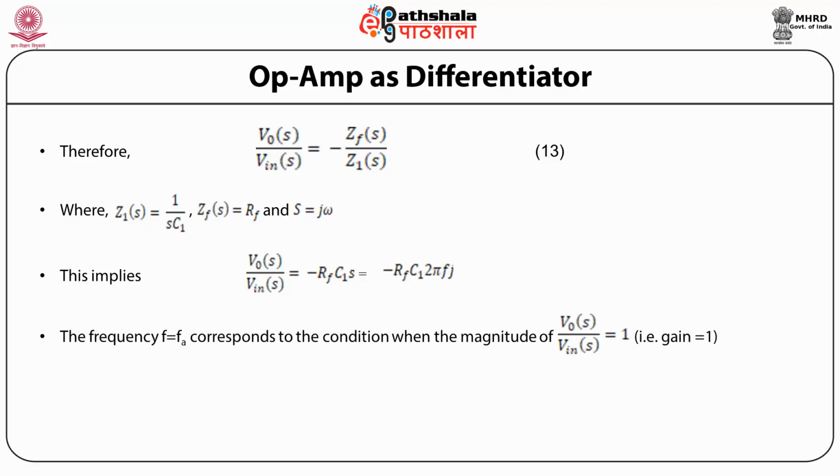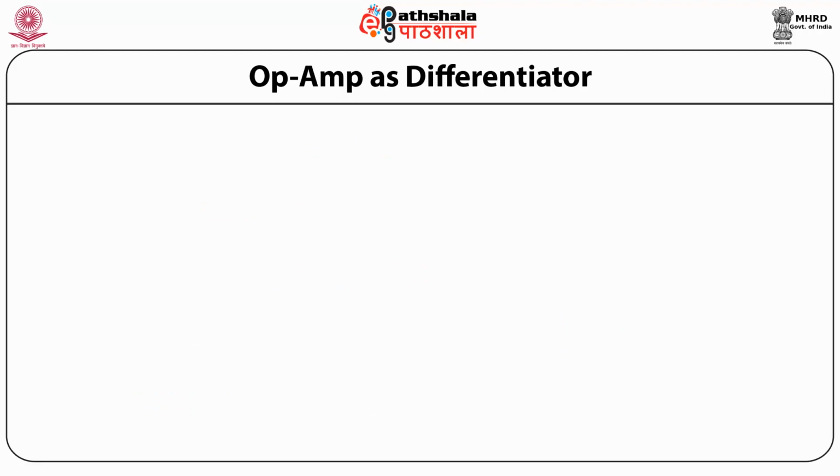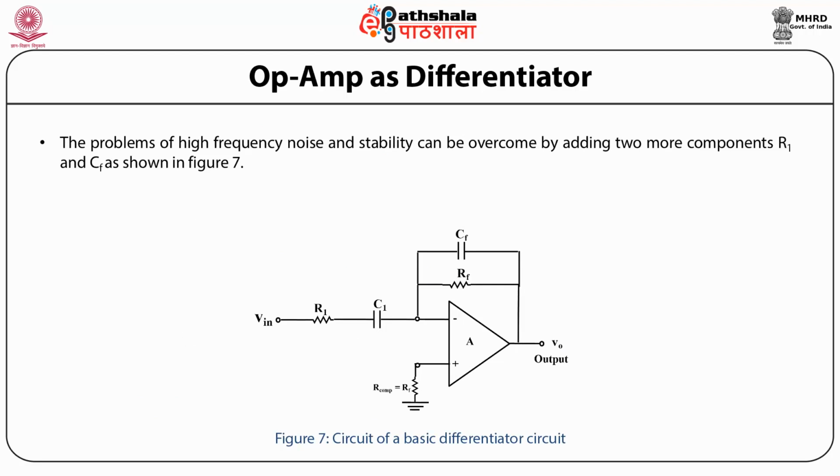The frequency F equal to Fa corresponds to the condition when the magnitude of V0(S) divided by Vin(S) is equal to 1. That is, gain is equal to 1. Therefore, RF C1 into 2 pi Fa is equal to 1, or Fa is equal to 1 by 2 pi RF C1. The problems of high frequency noise and stability can be overcome by adding two more components, R1 and Cf, in the circuit of the differentiator as shown in the figure.